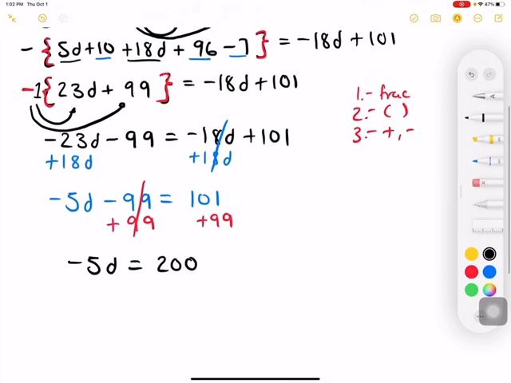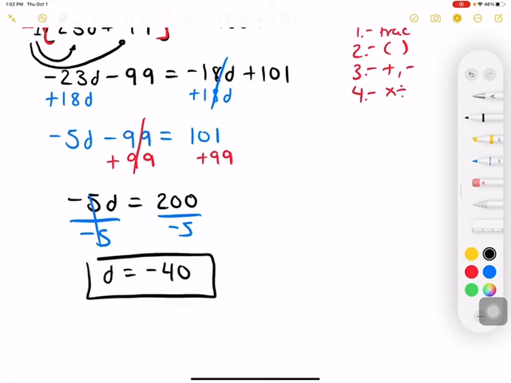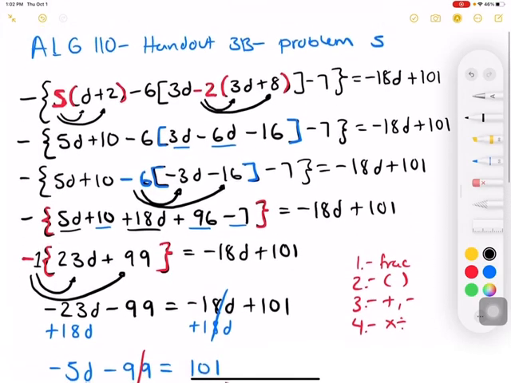And then the last thing that I'm going to do, step 4, is multiplications and divisions. So I'm going to get rid of this multiplying negative 5 by dividing by negative 5. And if I do that to the left side, I have to do that to the right side as well. d equals this number, negative 40. And this should be the result of solving this equation.